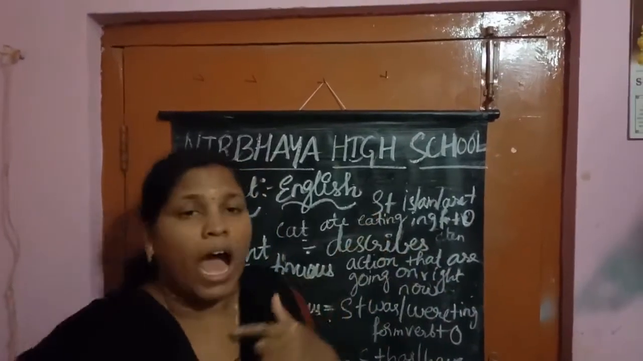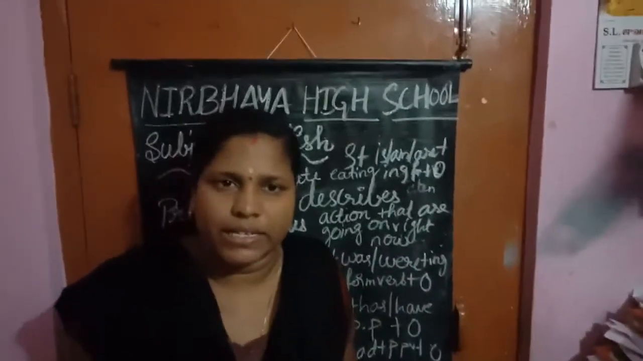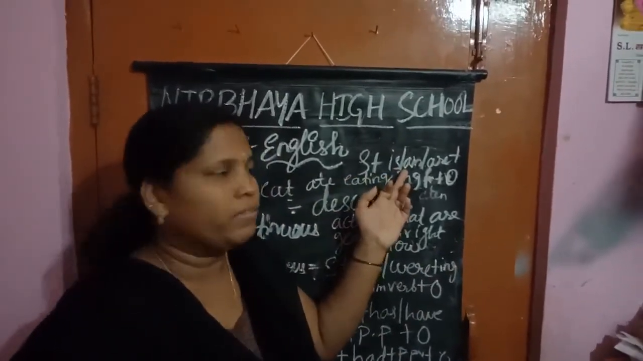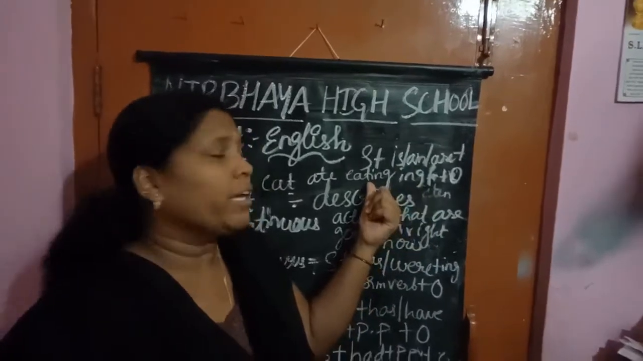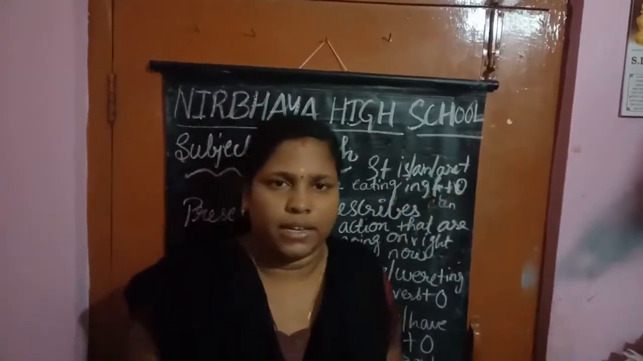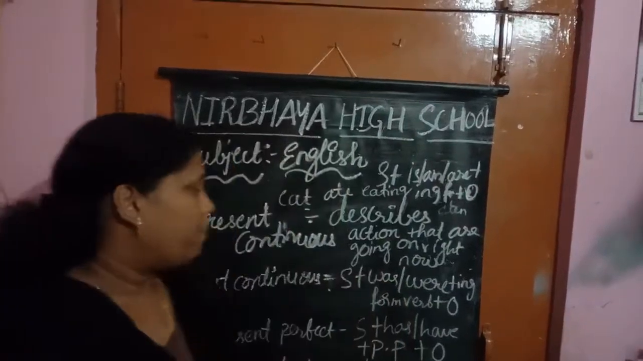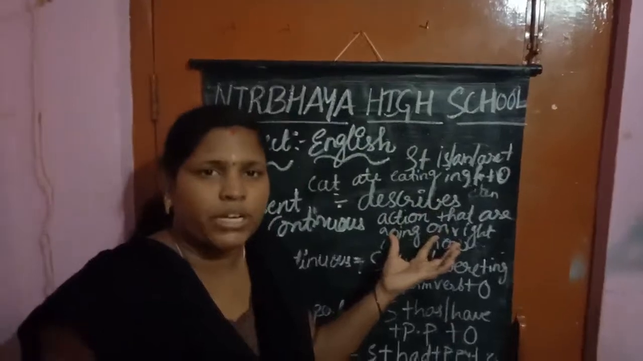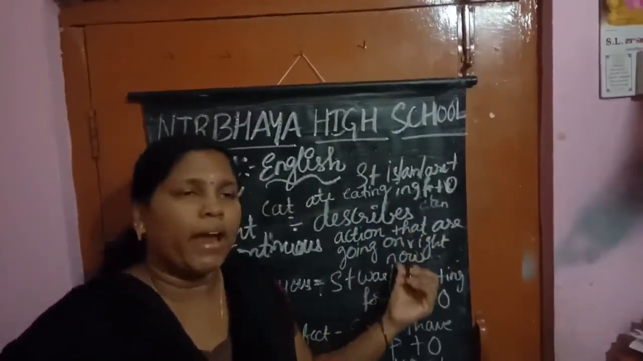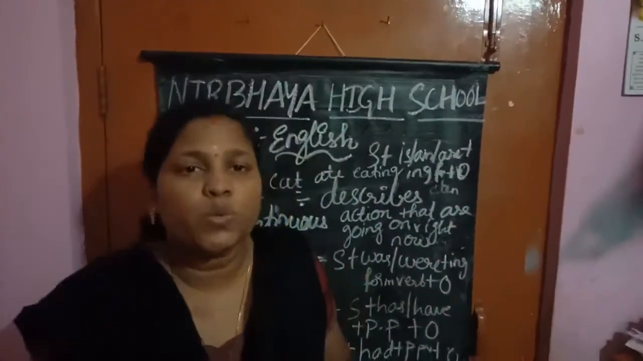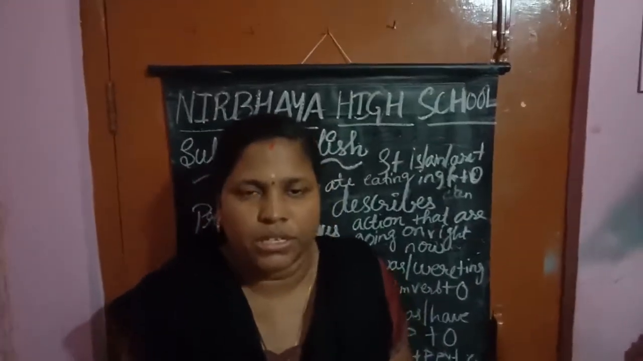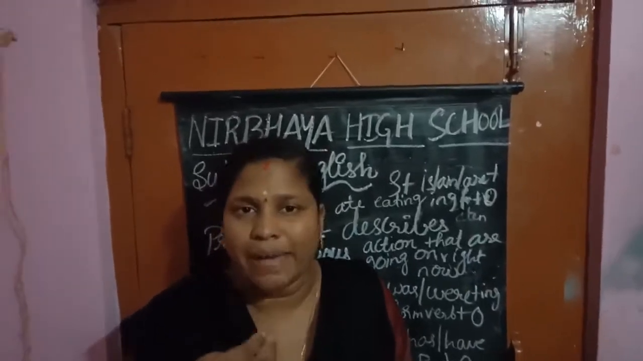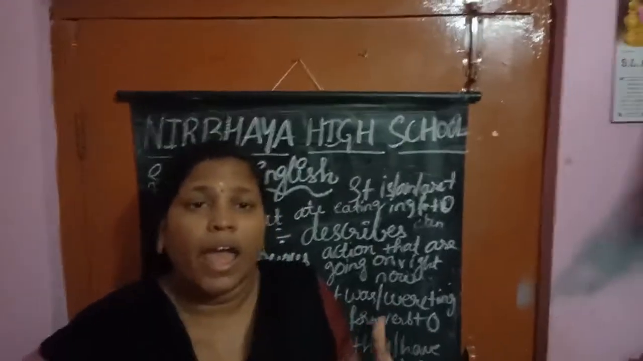Example, I am eating idlis. Here I is a subject, am is the helping verb, the ing form of the verb is eating, and the object is idli. Understood, children? This is the present continuous. What is present continuous, children? It describes the action which is going on right now. I am eating idli.